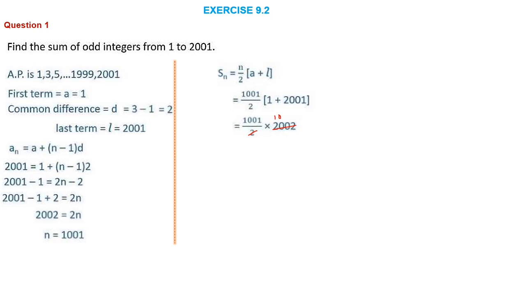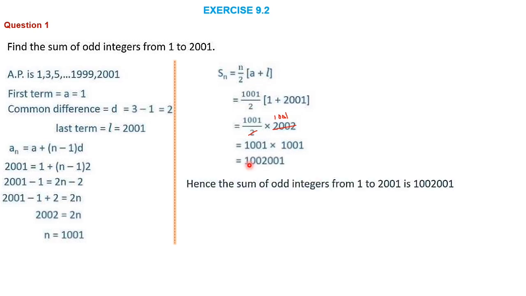1001. Then just 1001 into 1001, we'll be getting the answer as 10,02,001. So this is the answer. Just multiply and do this calculation. Please do not copy. Hope it is clear.